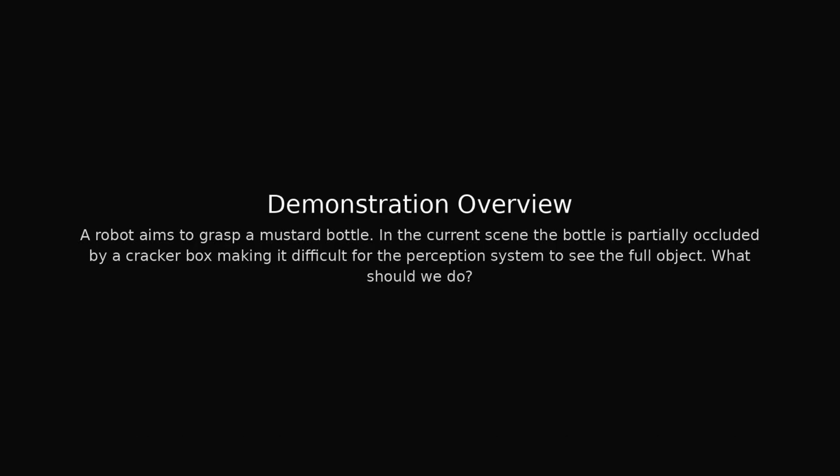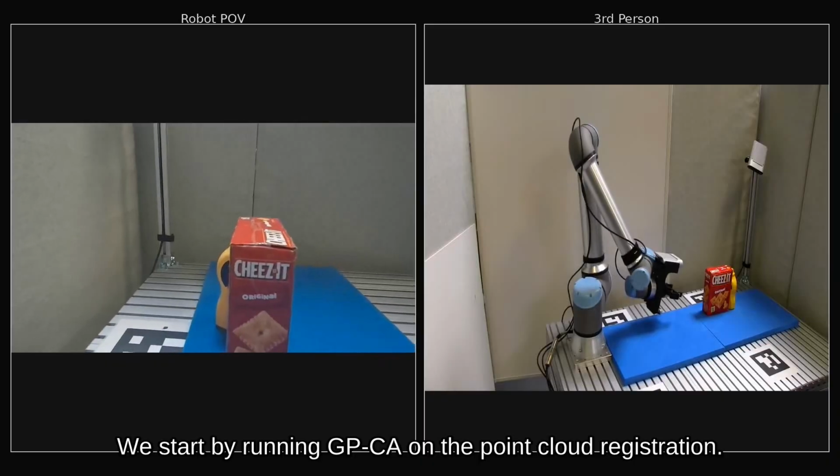A robot aims to grasp a mustard bottle. In the current scene, the bottle is partially occluded by a cracker box, making it difficult for the perception system to see the full object. So what should we do? We start by running GPCA on the point cloud registration.